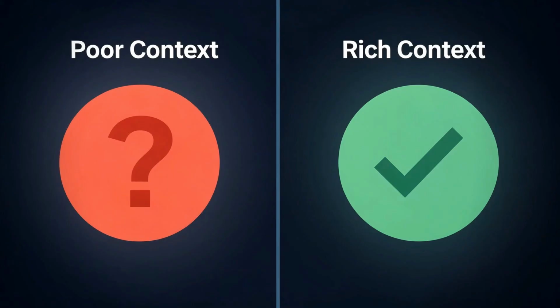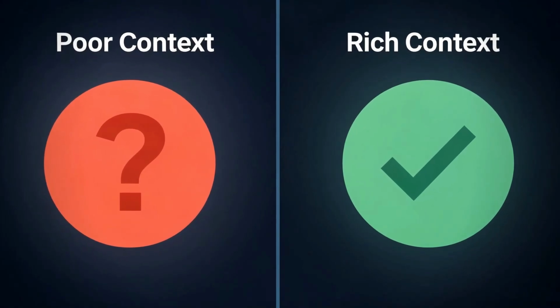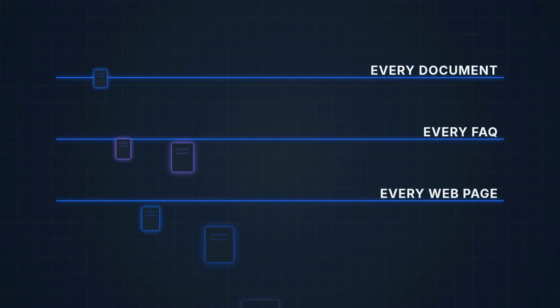Most people think AI agents fail because the AI model is weak. That is usually not the problem. The real issue is poor context. AI agents only perform well when they receive the right information. And that information usually comes from something called a knowledge base.